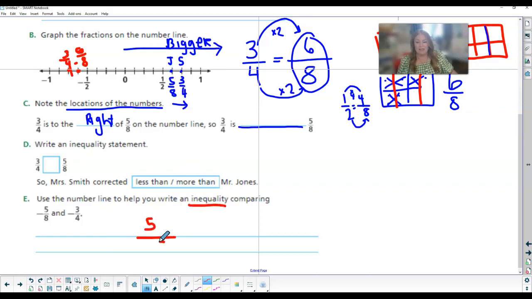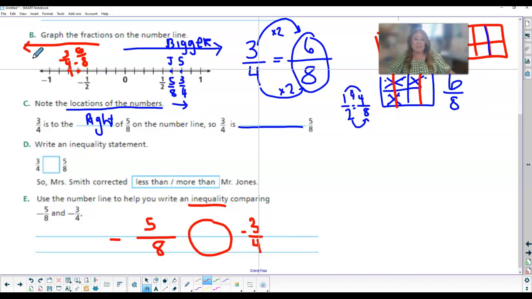So we have -5/8, and we're going to compare that to -3/4. So when we go to the left, we're getting smaller. So the one that's more on the left is going to be smaller. More to the left is smaller. So that means -3/4 is smaller. So when we're talking positives, it's more to the right, so it's bigger. But when we're talking negatives, then it's actually smaller because it's farther away from 0. Both of them are farther away from 0 than 5/8.